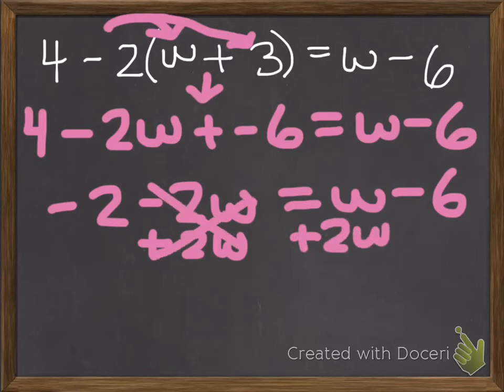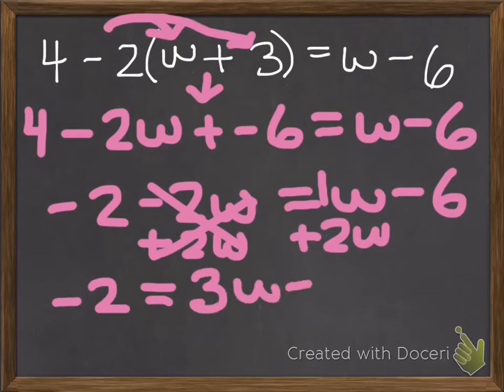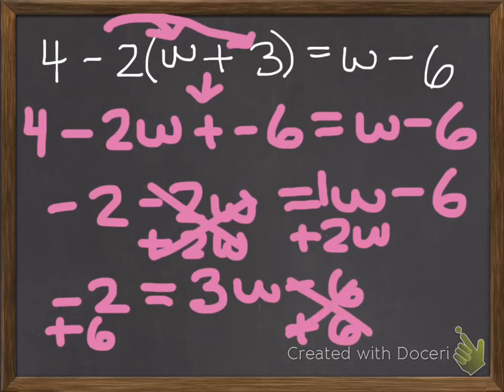Since it's minus 2w, notice I added 2w to both sides to bring it over to the other side. And I have 1w, which, the number next to the variable when it's not written is a 1. So 1w plus 2w is 3w minus 6. And I'm solving for w now, so I'm going to continue to combine like terms across the equal sign. That's a minus 6, so I'm going to add 6 to both sides.